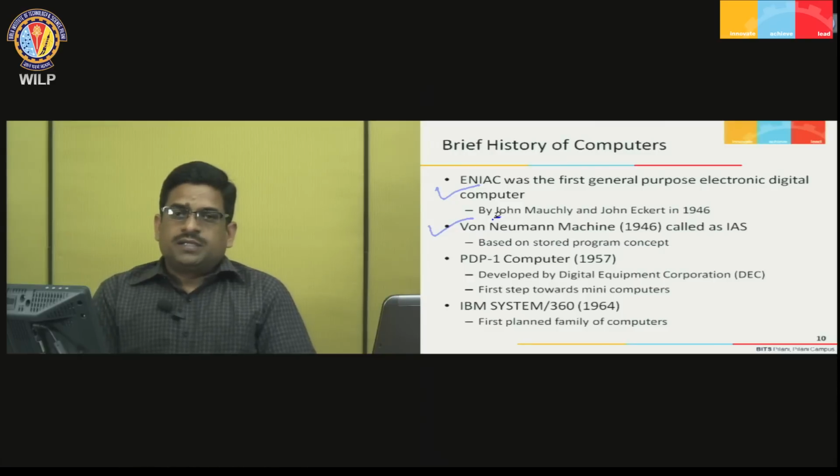After that, the major step was the von Neumann architecture or the von Neumann machine, which was again developed in 1946, and the computer based on this architecture was named IAS, and it was the first computer based on the stored program concept. Before that, there was no concept of storage. The machines like ENIAC, UNIVAC developed before this Neumann architecture were not able to store anything.